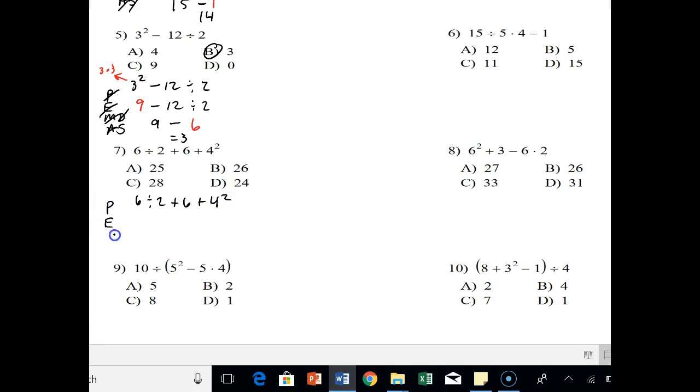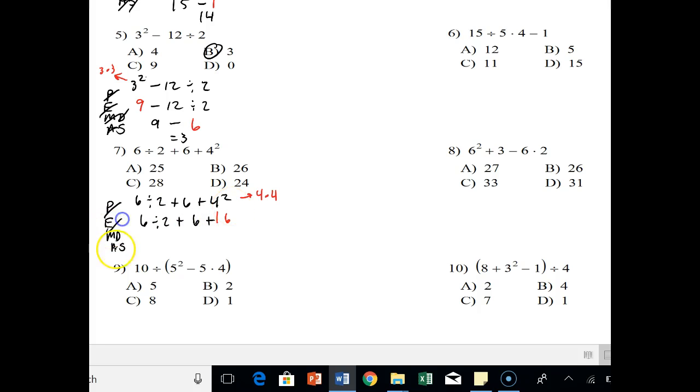No parentheses. I do have exponents. Exponents right here, so I got to do that first. Remember, that's not 4 times 2, it's 4 times 4. And 4 times 4 is 16. So I say 6 divided by 2 plus 6 plus 16 now, because that's what 4 squared was.